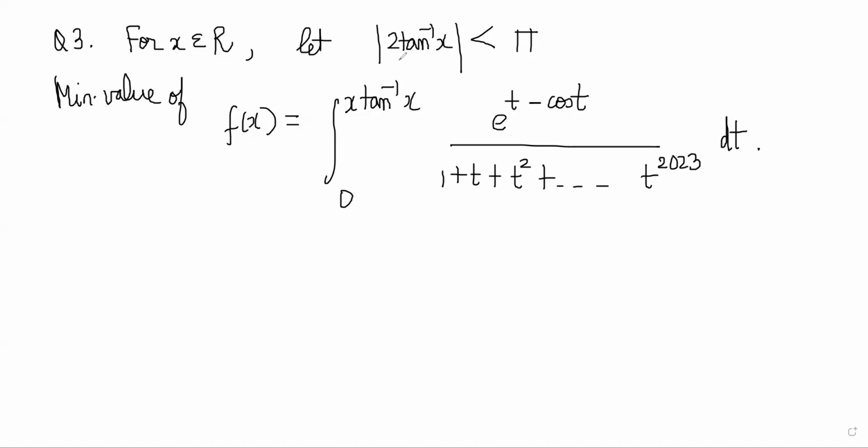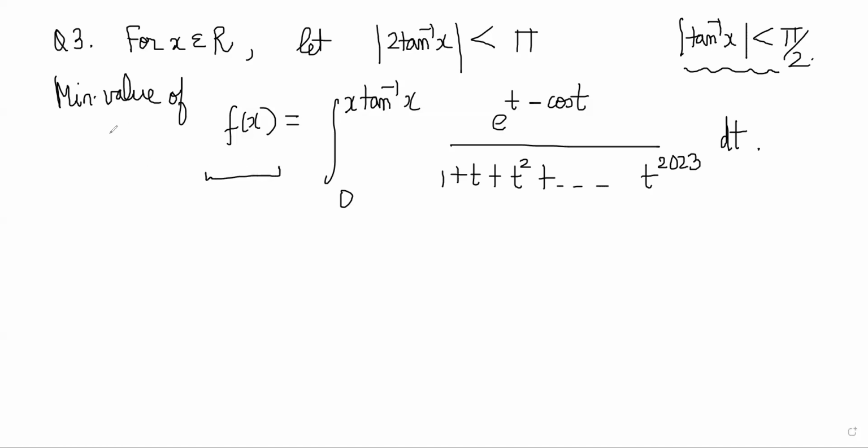Now this condition basically is just saying that the modulus of tan inverse x is less than pi by 2, which is anyway true because the range of tan inverse x is anyway from minus pi by 2 to pi by 2. This just tells us that tan inverse x cannot take the endpoint values of pi by 2 and minus pi by 2, right?